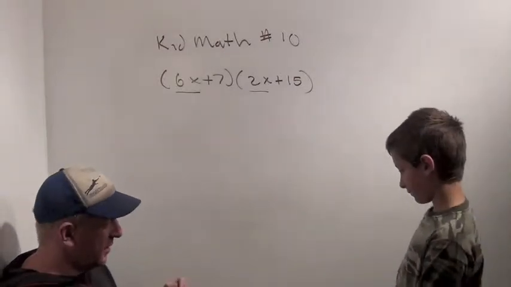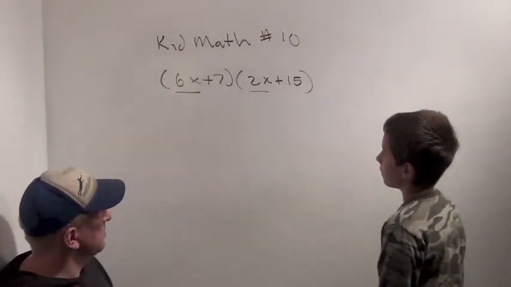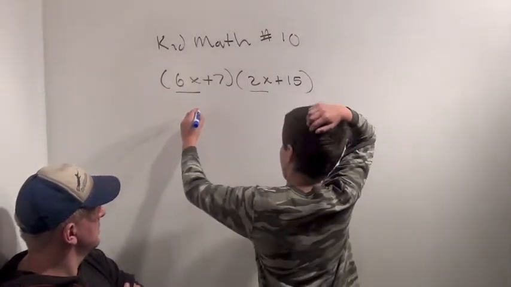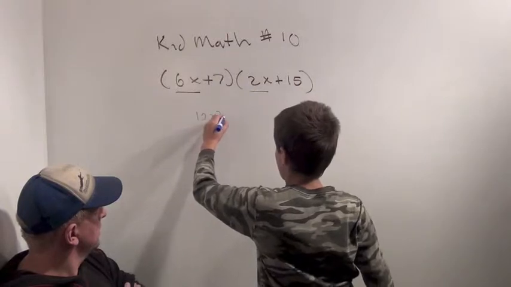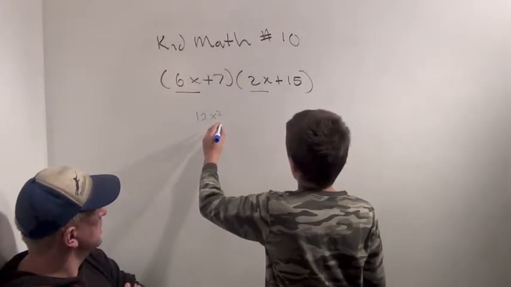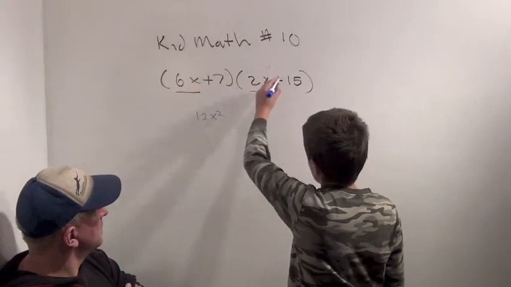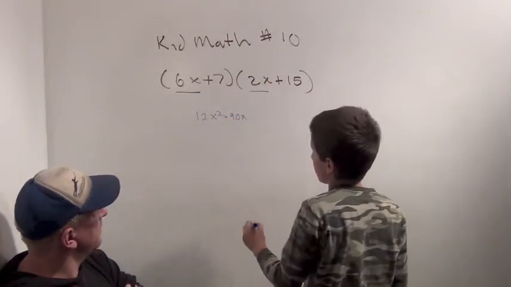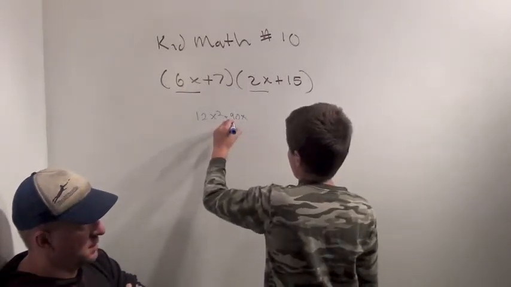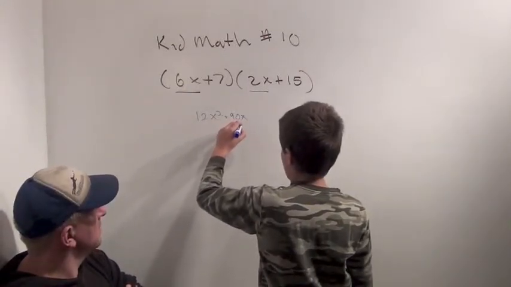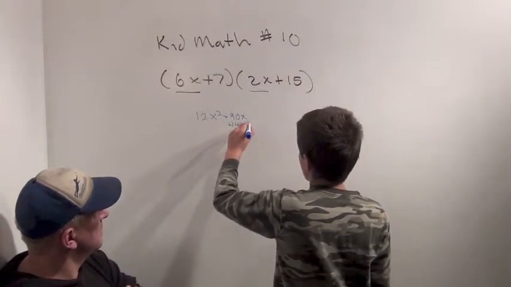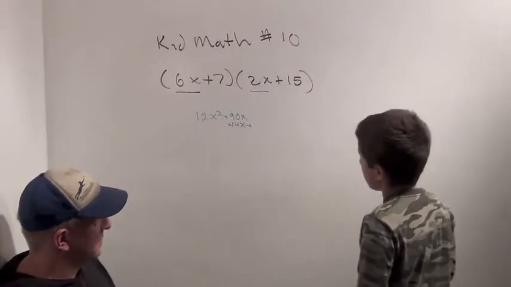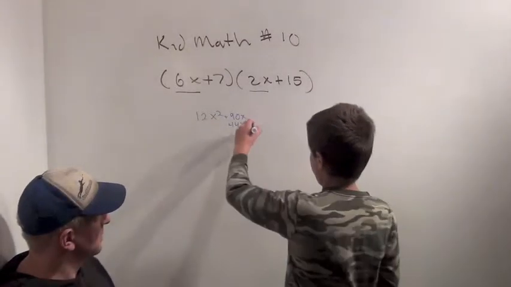Okay, so let's see. First of all, can you show how to multiply this out, please? Well, you do 6x times 2x, which is 12x squared. And then 6x times 15 is 90x. Then plus 14x. Okay, good. Plus 7 times 15, which is 105.